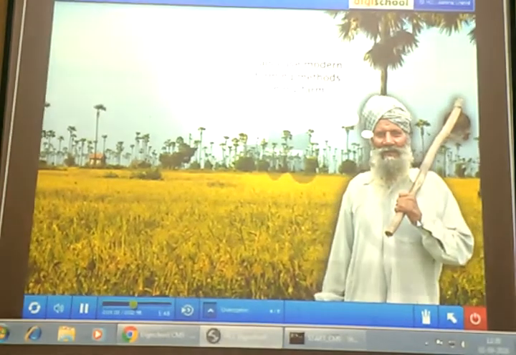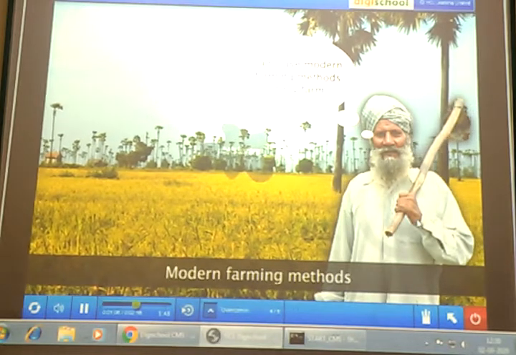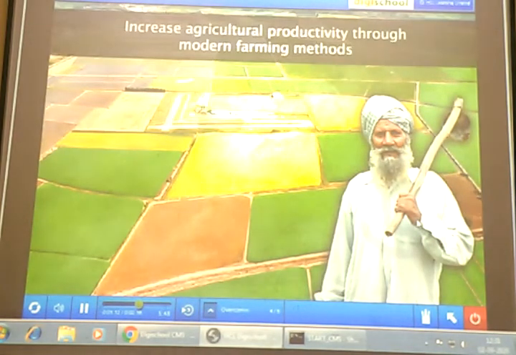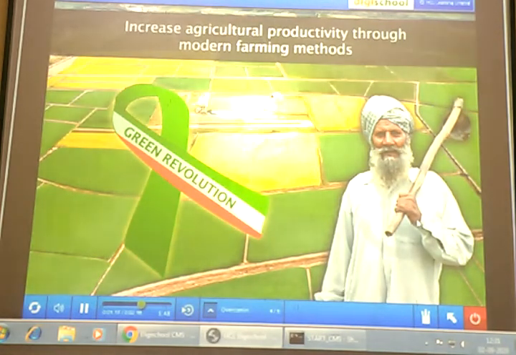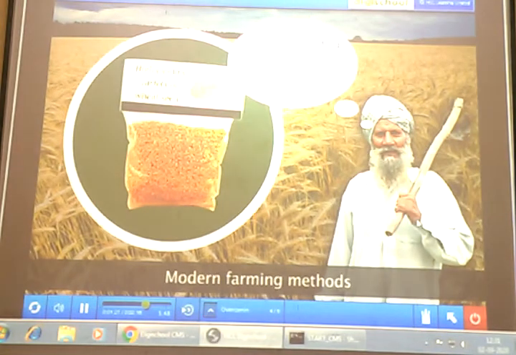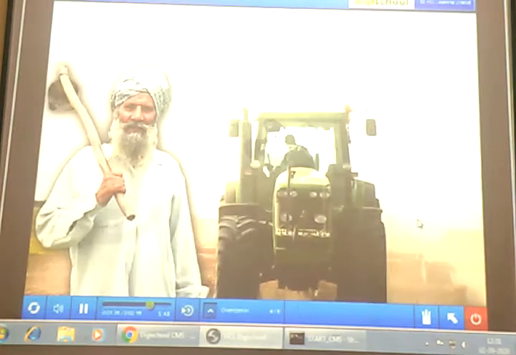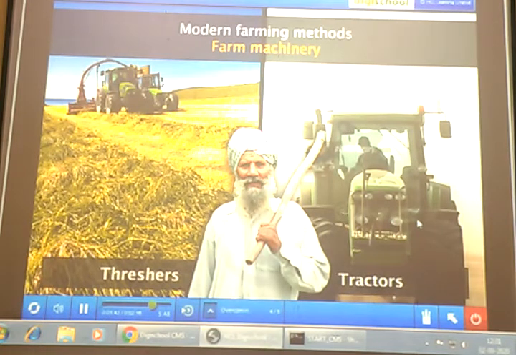Apart from multiple cropping, Gopal also uses modern farming methods, which are now available due to the Green Revolution. And in case you are wondering what is meant by the term Green Revolution, it is an effort to increase agricultural productivity by the use of modern farming methods. Gopal uses high-yielding varieties of seeds, which increase the yield on his farm. He also uses chemical fertilizers and pesticides, as well as farm machinery like tractors and threshers to increase crop yields.